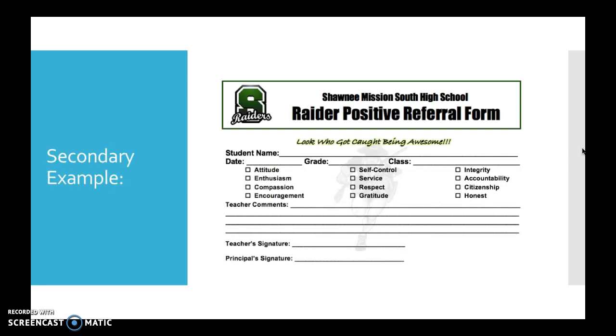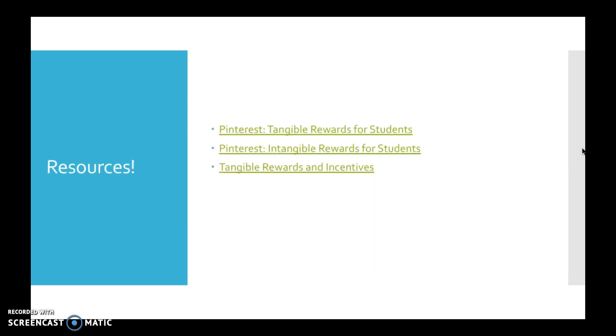This is the example that I chose to include. This is something that we use at the high school that I teach at. So the Rater Positive Referral Form, teachers can refer our students to the office for different things that they might be doing throughout the week. So you see things such as attitude, compassion, and then you can write what you caught the student doing, and then the principal will call our students in and give them a tangible reward for behaving well throughout the week and being caught for being awesome.